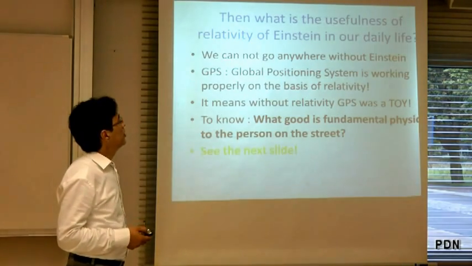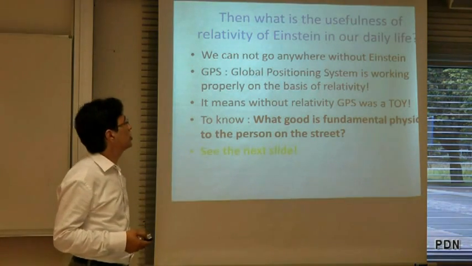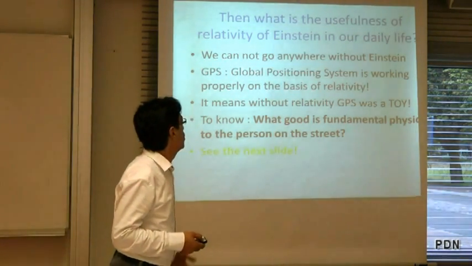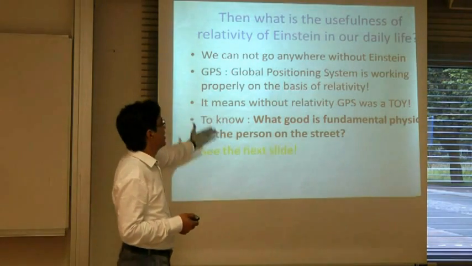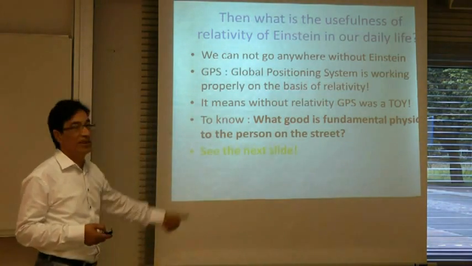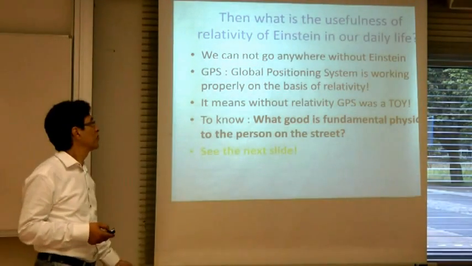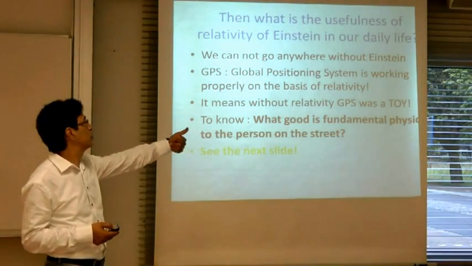Then what is the usefulness of Einstein's relativity in our daily life? We cannot go anywhere without Einstein. How? Because of GPS. The global positioning system works properly on the basis of relativity. It means without relativity, GPS would be a toy. Then at least we have one good thing from special relativity.